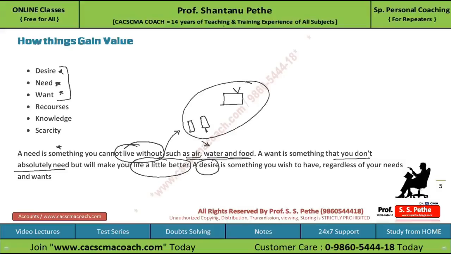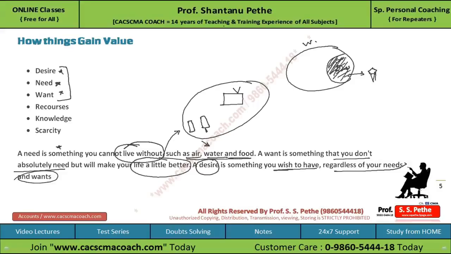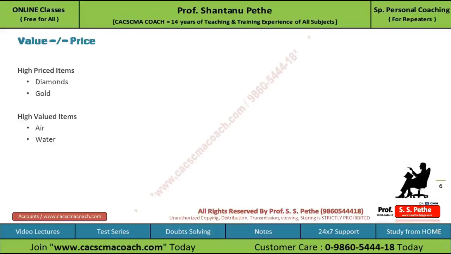Now comes desire. Desire is something you wish to have regardless of your needs and wants. So in desire there is some element of fascination. It is related to fascination. There are many wants, and among them some may be desires. It is related to fascination for a particular thing. The best example is the diamond. You want to wear the diamond, so this comes under desire and it increases the value of that diamond.